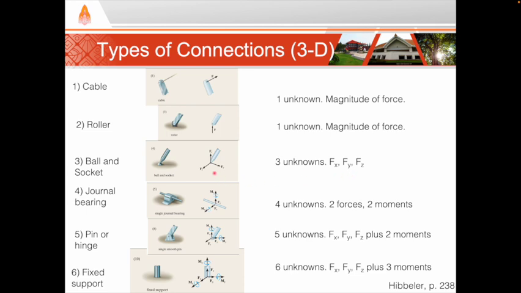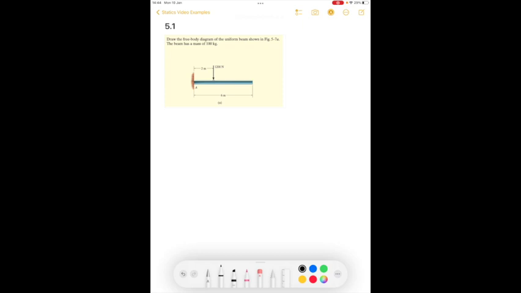And so I'll show you some examples of how to draw free body diagrams for rigid bodies now. In this example, we have a beam. So the first thing we want to do is we want to draw the beam by itself. Then we'll define the x and y axis.